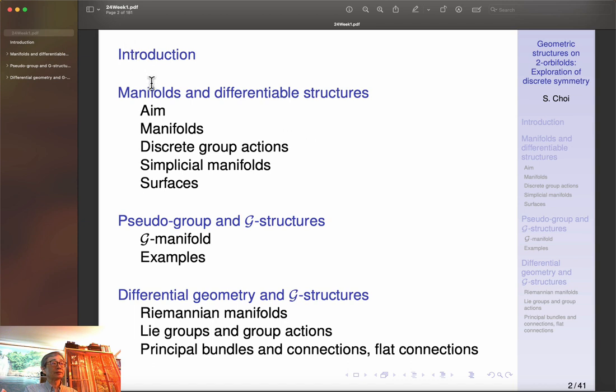So first we'll review manifolds and differentiable structures, and the basic thing will be we'll review manifolds and discrete group actions and separation manifolds and surfaces. So this will be our topic this week, and on Thursday we'll do pseudo group and G structures. We'll discuss G manifolds and examples. And we also discussed differentiable geometry and the relation to G structures.